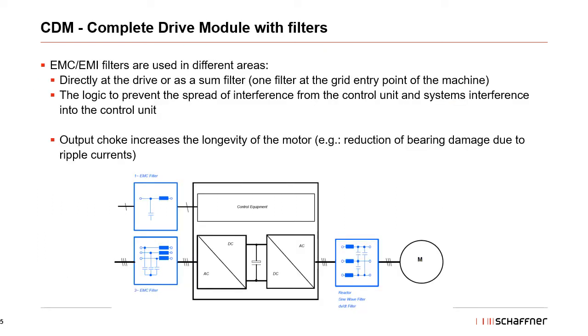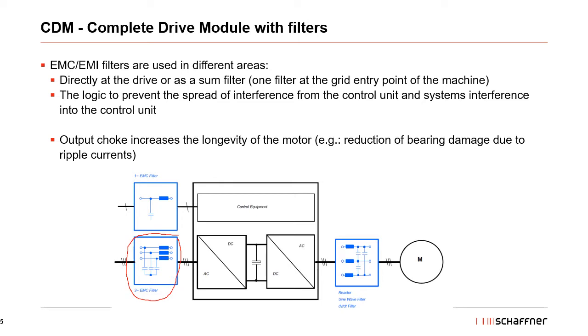So EMI or EMC filters are used in different areas of this power distribution system. They can be used directly at the drive or as a sum filter. Here, for example, this 3-phase EMC filter can be placed directly close to the drive, or it can be placed as a sum filter at the power entry of the whole cabinet, for example.